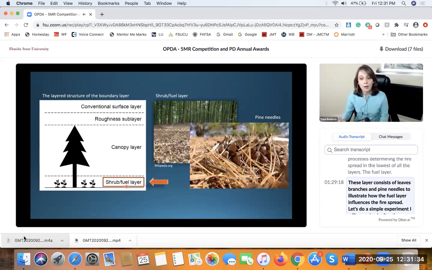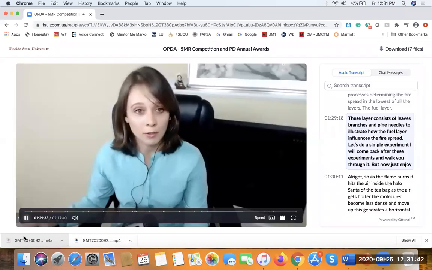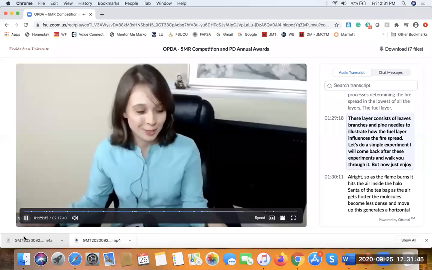To illustrate how the fuel layer influences the fire spread, let's do a simple experiment. I will come back after this experiment and walk you through it, but now just enjoy.